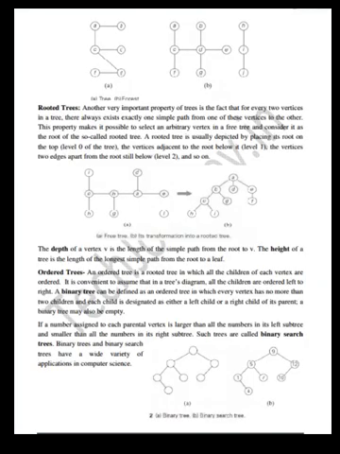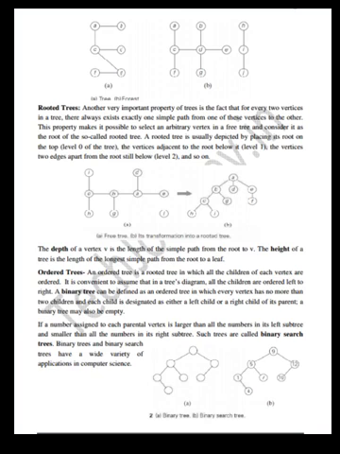See the figures: a tree, a forest. Now let us see rooted trees. Another very important property of trees is the fact that for every two vertices in a tree there always exists exactly one simple path from one of these vertices to the other. This property makes it possible to select an arbitrary vertex in a free tree and consider it as the root of this so-called rooted tree.